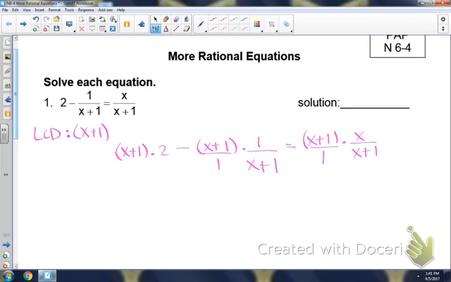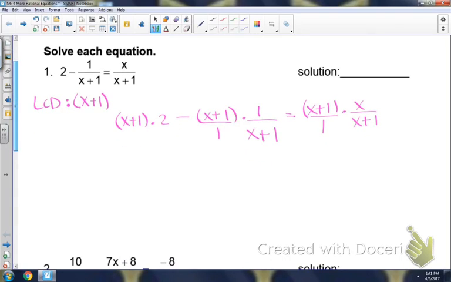Okay, so notice the first one is not a fraction, so I'm going to distribute. That's going to be 2x plus 2. Notice x plus 1 cancels. Bring down your subtraction, and you have left a 1. You have to put that 1 there. Bring your equal sign down. Notice the x plus 1's cancel, and you're left with x.